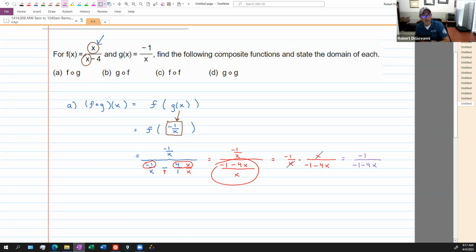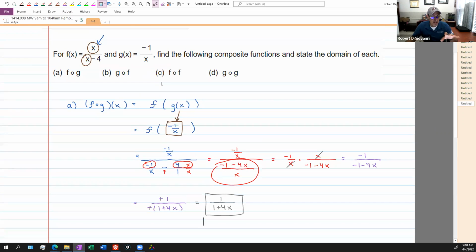That's a lot of negatives, right, in there? So maybe one more thing I could do is I could factor a -1 out of the bottom. And the reason I did that is because now these two negatives will become negative over negative is positive. So you get a final result of 1 over 1 plus 4x. Is that clear? Okay.